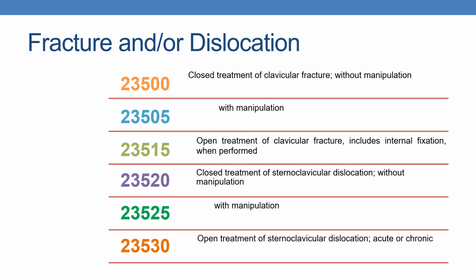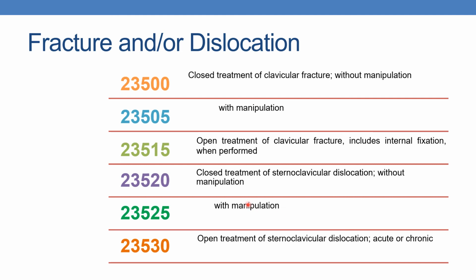The next CPTs are of fracture and or dislocation. The first one is 23500, which is nothing but closed treatment of clavicular fracture without manipulation. So closed treatment of clavicular fracture with manipulation is given by 23505. The next is 23515. Open treatment of clavicular fracture including internal fixation when performed. Next is 23520. Closed treatment of sternoclavicular dislocation without manipulation. Next is 23525. Closed treatment of sternoclavicular dislocation with manipulation.